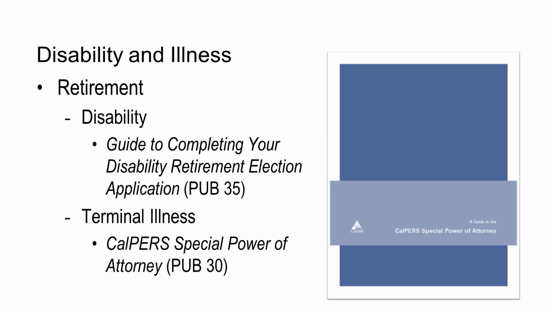You should review the CalPERS Special Power of Attorney publication, Publication 30, to decide if you need to designate an attorney-in-fact to conduct your retirement affairs. Please note that CalPERS Special Power of Attorney does not confer any authority over health decisions. Contact your employer, your union, and the Social Security Administration to determine if there are any other benefits payable to you.